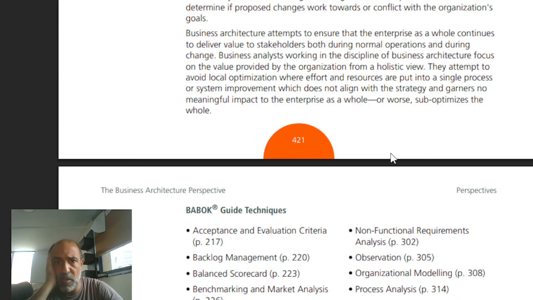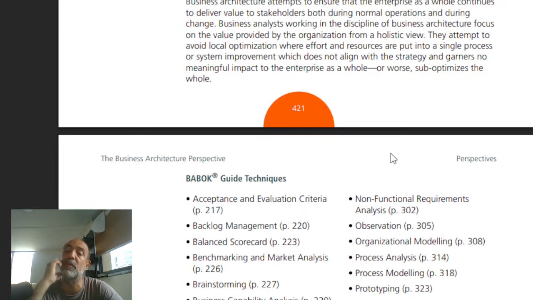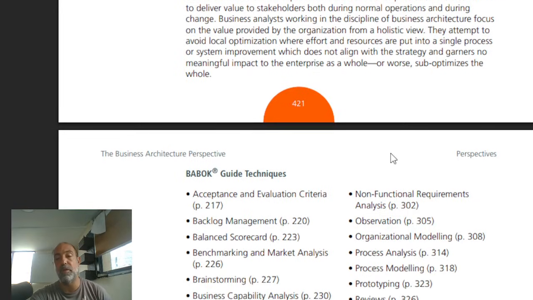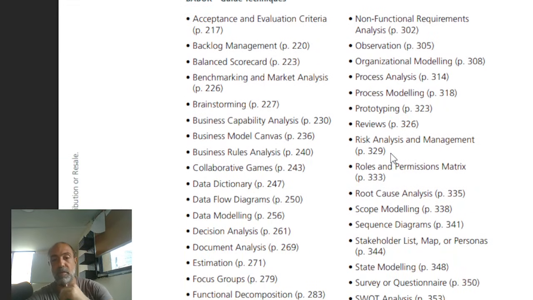So as an architect, your job is also to ensure that the enterprise as a whole continues to deliver value. So whatever you're doing, the analyst working in the discipline of business architecture focuses on the value provided by the organization from a holistic view. Like if you're providing this architecture, and ultimately what you're doing is, I don't know, wasting time, right? Is it still providing value? What is going on? And all that stuff.